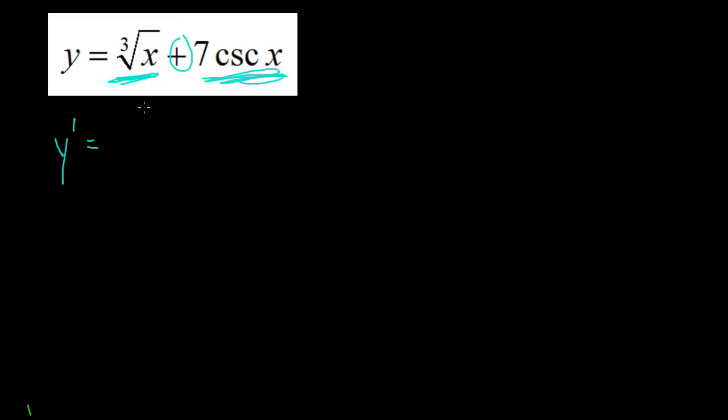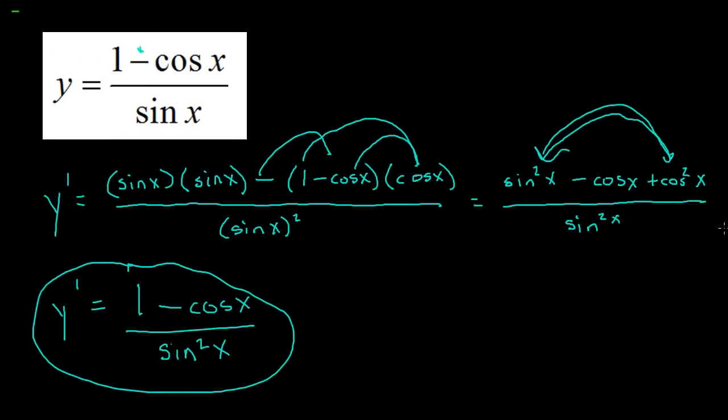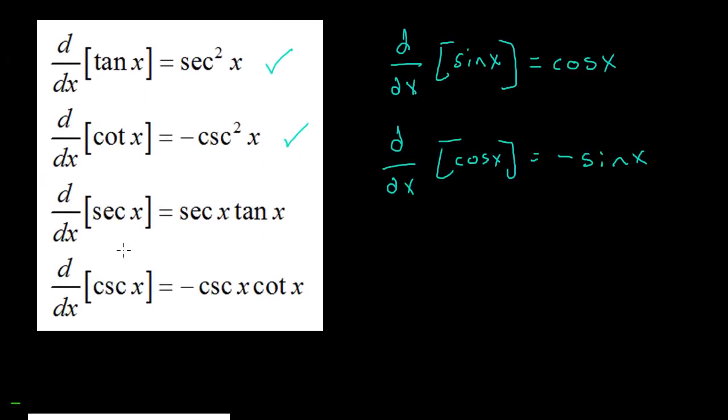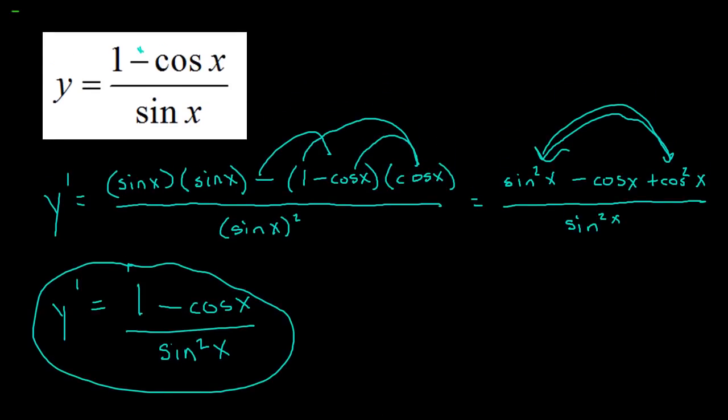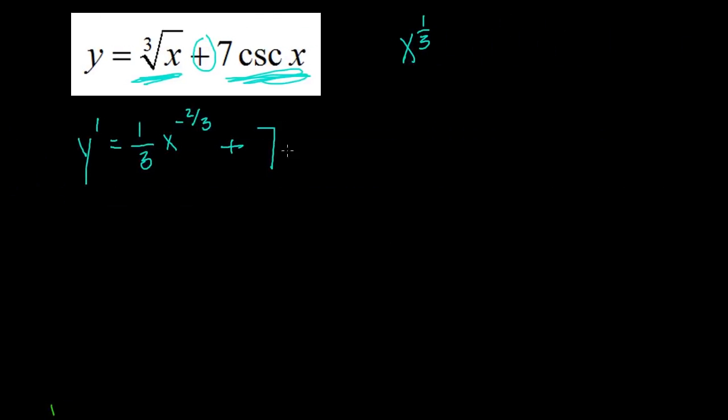So first thing I'm going to do is I am going to rewrite that as x to the 1/3. Now I could use the power rule. 1/3 x to the negative 2/3 plus. Now, 7 is just a constant, so I'm going to leave it there. Now I'm going to go back to my rules here real quick. The derivative of cosecant is negative cosecant times cotangent. All right, so the negative 7 just stayed there. I'm going to multiply that by negative cosecant x times cotangent x.